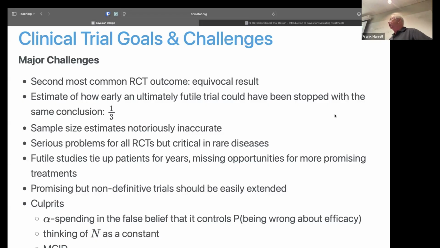This is my estimate based on simulating several clinical trial scenarios. Since we have so many trials ending in an equivocal result, it's a real shame because if that's the result, you could have made the same conclusion about 1/3 of the way through. So if you were doing aggressive futility stopping, you could have stopped early for futility with the same amount of knowledge that you had waiting for the whole study to finish, which is nothing. So I'm going to be making a strong argument for very aggressive futility stopping.